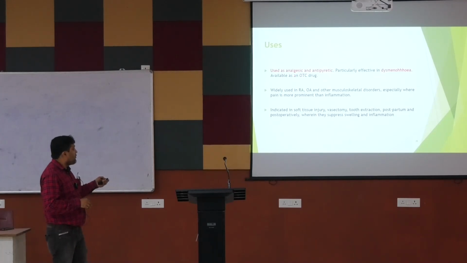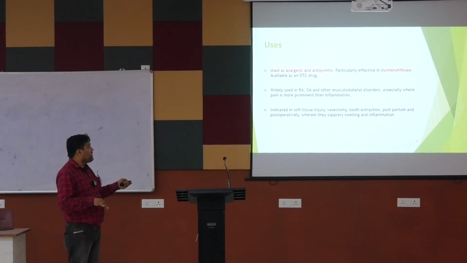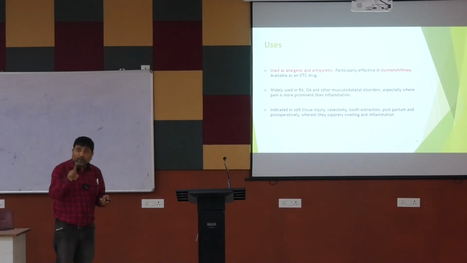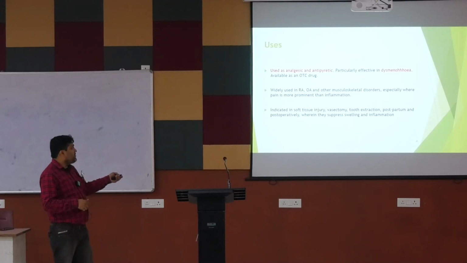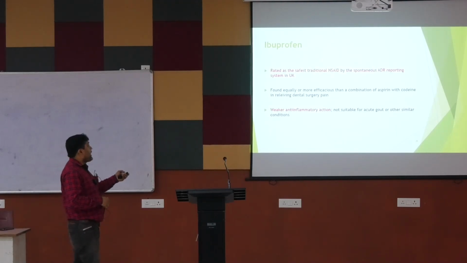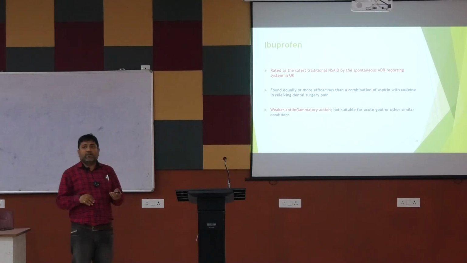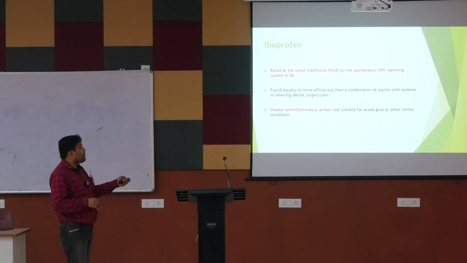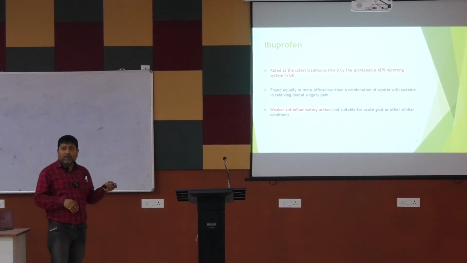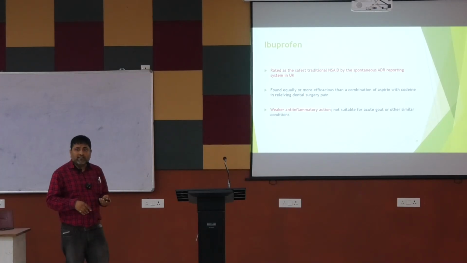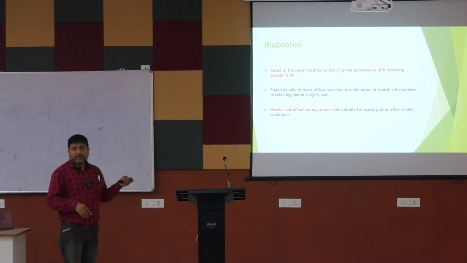They are available as over-the-counter drugs, widely used in rheumatoid arthritis, osteoarthritis, or any musculoskeletal pain, especially where pain is more prominent than inflammation. They are weaker anti-inflammatory drugs. Indicated in soft tissue injury and others. Ibuprofen is rated as the safest traditional non-steroidal anti-inflammatory drug as rated by the spontaneous ADR reporting system in the United Kingdom. As said, the propionic acid derivatives are not suitable for acute gout or other similar conditions.